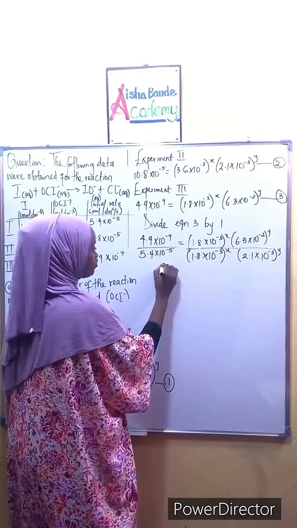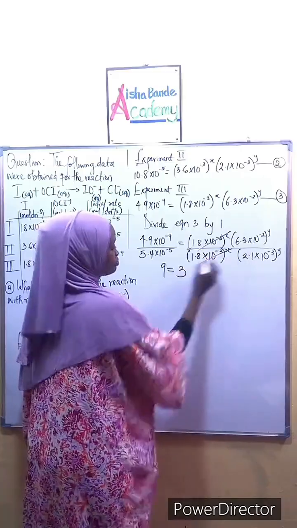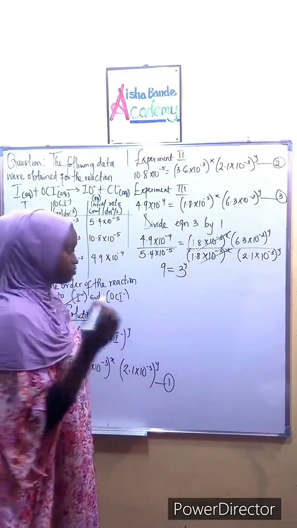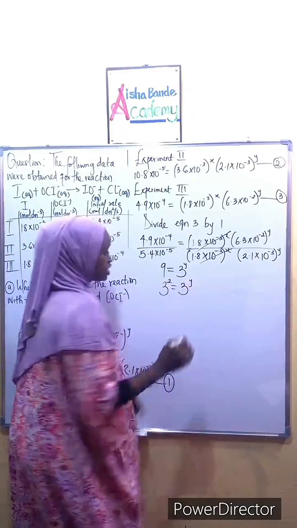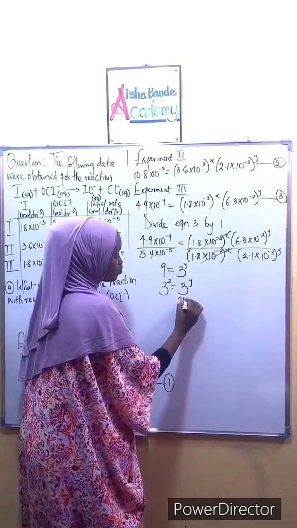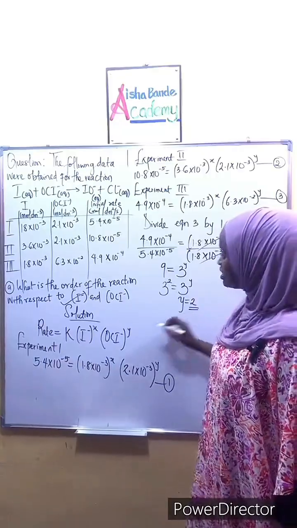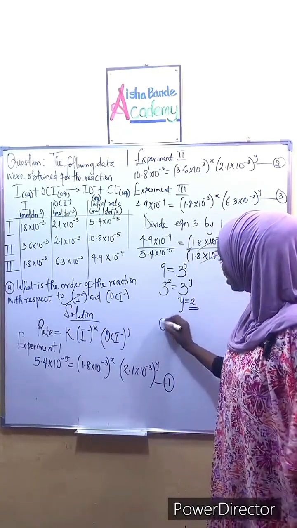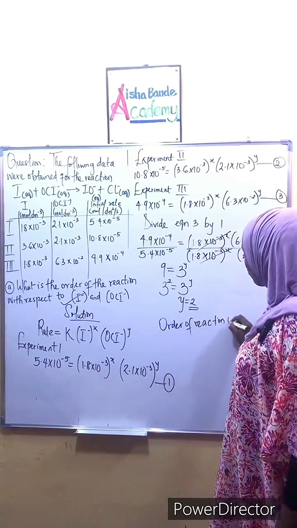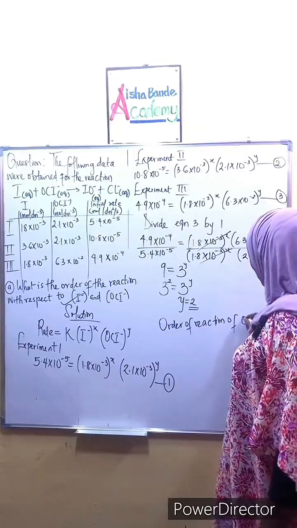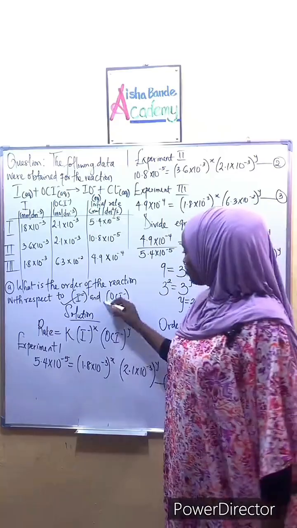Dividing this gives us a value of 9 is equal to, so this cancels out, so here we have 3 raised to the power of y. And we know from our laws of indices, this 9 is the same thing as saying 3 raised to the power of 2 equals 3 raised to the power of y. So now the bases are equal. At the end of the day, what we have is y is equal to 2. So what this means is that the order of reaction of OCl minus is 2. Okay, so now we've answered the two questions.